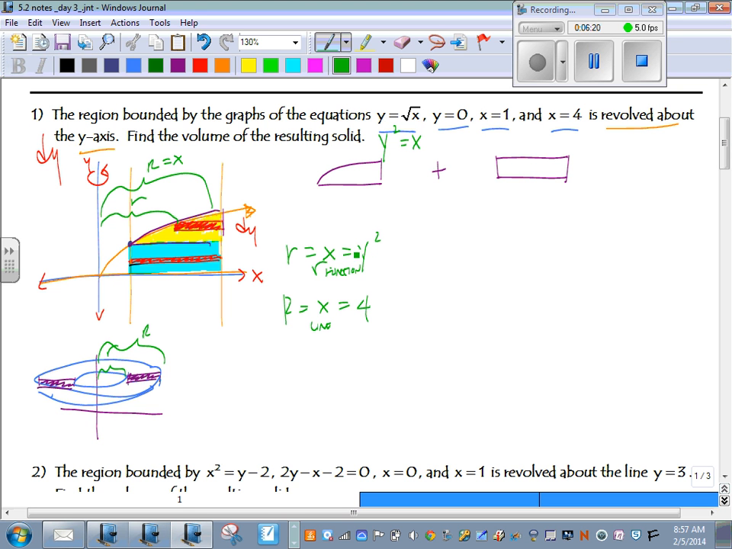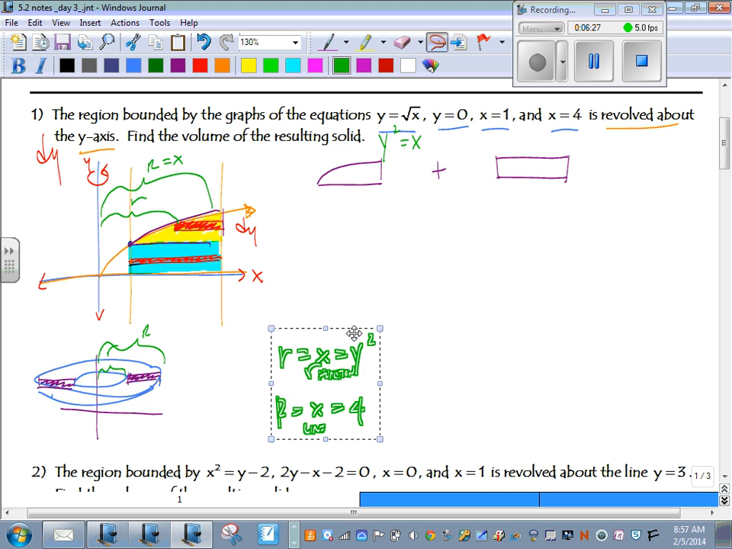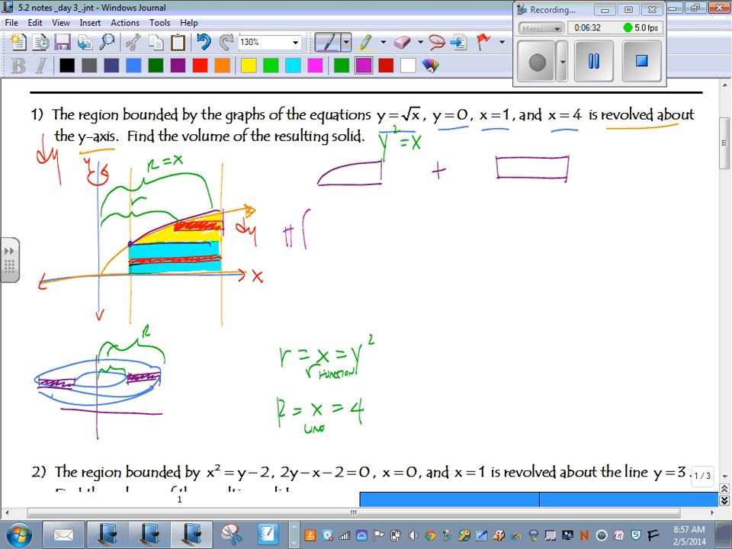So we've got little radius, big radius. We can set up our integral. So for this portion of it, we're going to have pi times the definite integral from the lowest y value to the highest y value. We'll figure that out in just a second. Of the big radius squared, so that's just 4 squared, minus the little radius squared, so we've got y squared squared dy.